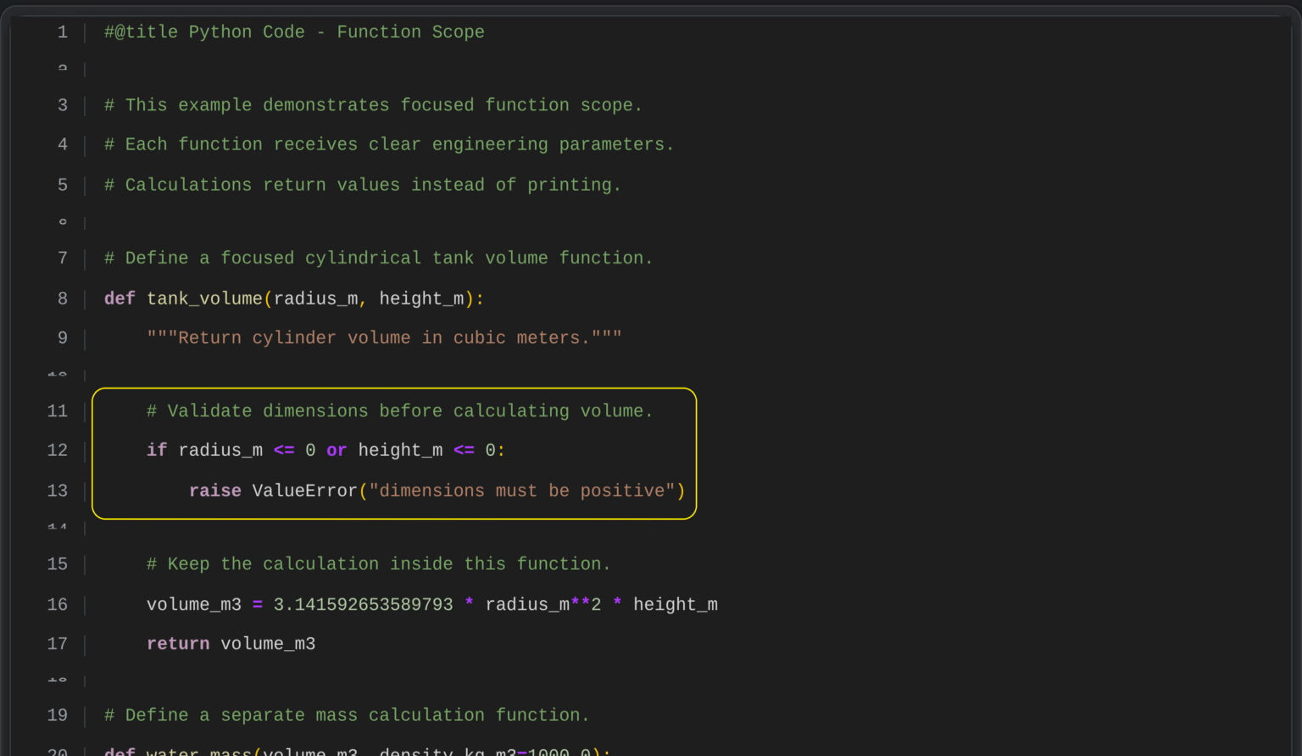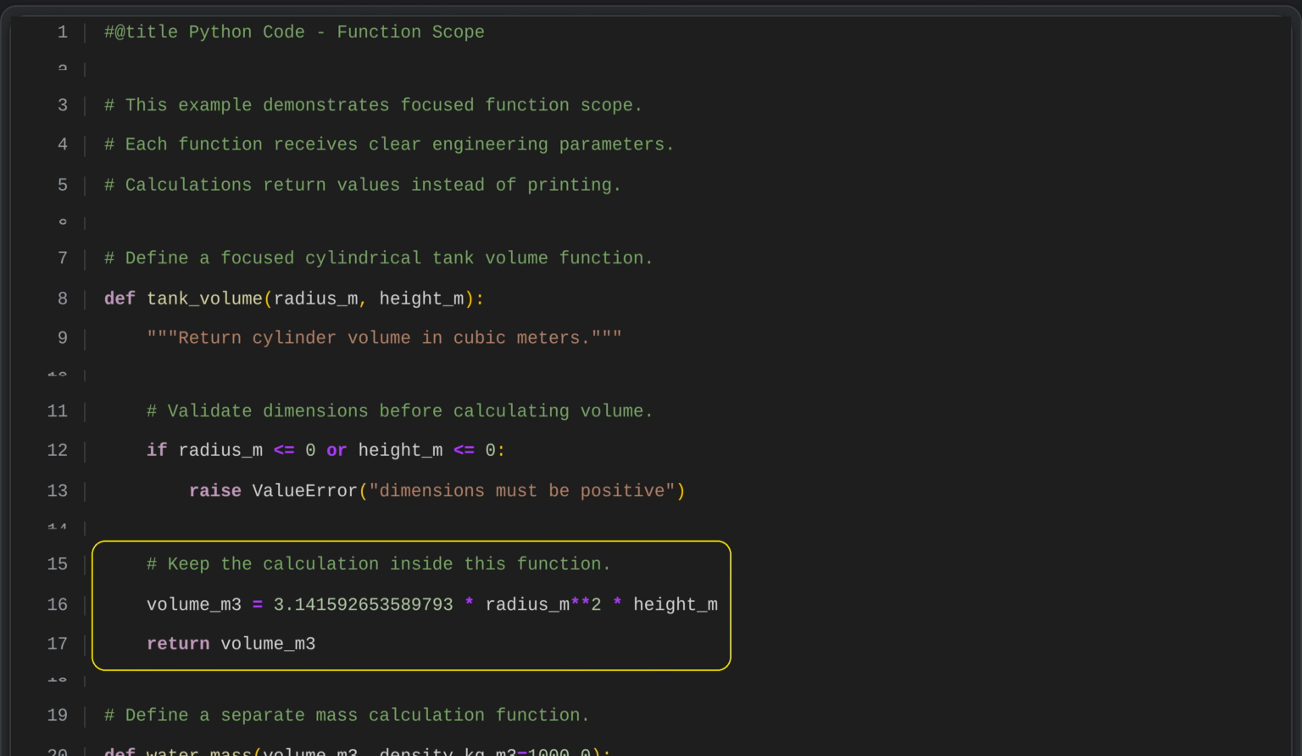Before calculating the tank volume, the code verifies that both the radius and height are positive. If either value is 0 or negative, it raises an error. This prevents invalid dimensions from producing meaningless calculation results. The function calculates a cylinder's volume by multiplying pi by the radius squared and then by the height. It returns the resulting volume in cubic meters to the place where the function was called.